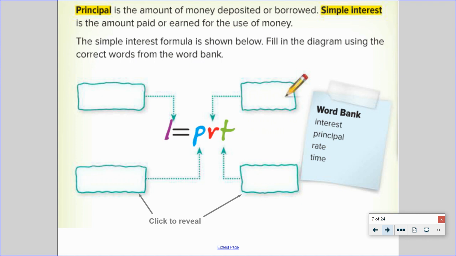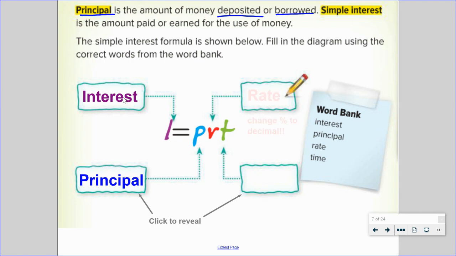Now, first, let's just start with the formula. I equals P times R times T. So interest is I. P stands for principal. Principal is the amount of money that's either deposited or borrowed, depending on if you're saving money or if you're borrowing money.